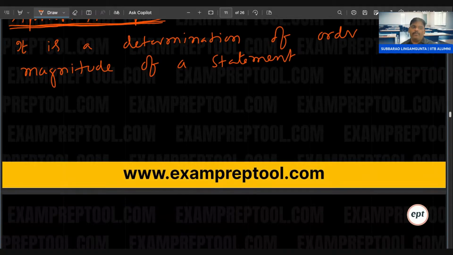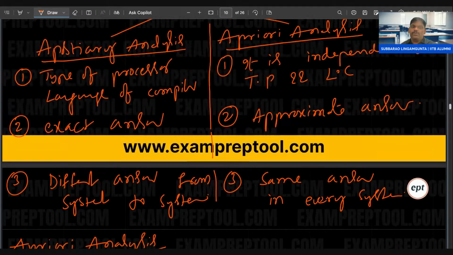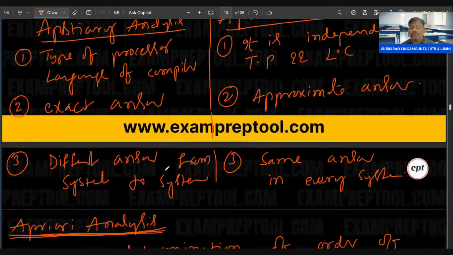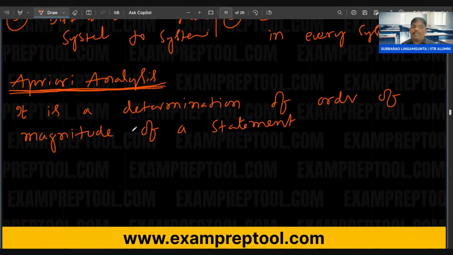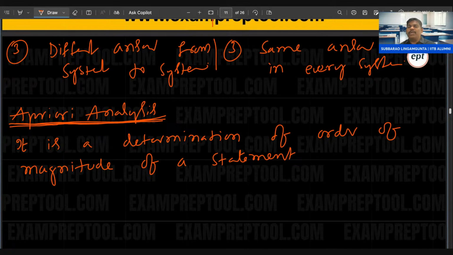How to find out time complexity, that is the goal. The purpose of analysis is finding time complexity and space complexity. So analysis will be of two types. Posterior analysis depends upon actual things. Priori analysis is an independent analysis. It is a determination of order of magnitude of a statement. What exactly that means, we will get to know now.